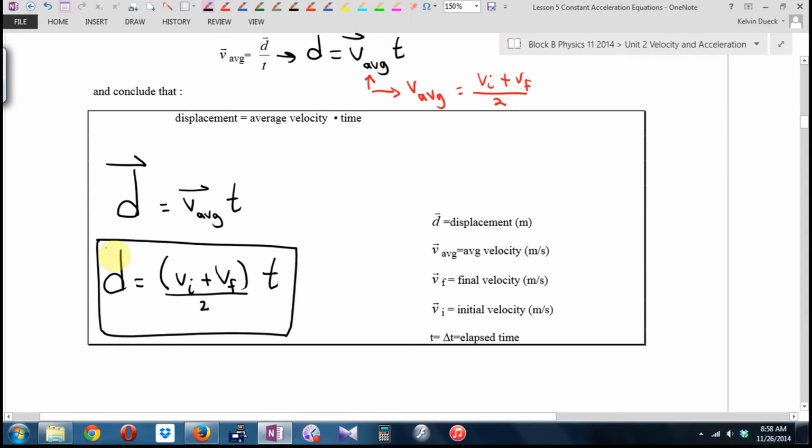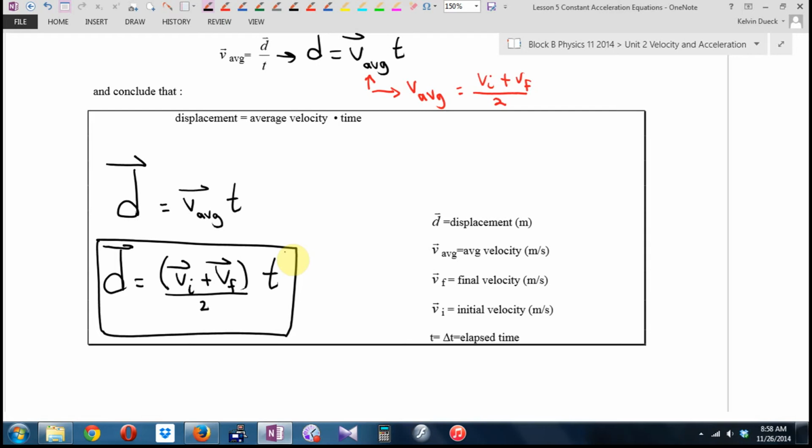Ooh, except Riley, that's a scalar equation. Vector. Do I put a vector symbol over time? No, scalar. In other words, this will work if we include directions and negatives and positives. It'll still work. Is that equation on your yellow formula sheet? Well, yes and no.